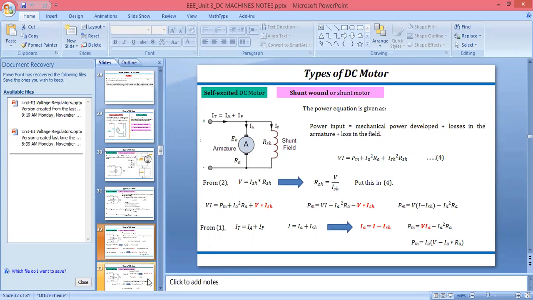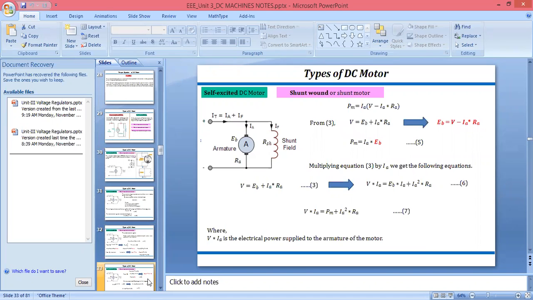You can see here, again I am taking the same diagram, I am taking the same equations, PM equal to, मैंने same equation फिर से लिखा है यहाँ पे, IA common in bracket V minus IA RA. But from our third equation, when we are applying the KVL and calculating the voltage which will appear across this armature, our equation is V equal to EB plus IA RA. I can convert these equations in the form of EB. If you convert, you will get EB equal to V minus IA RA. We have here V minus IA RA, मैं उसकी जगह क्या लिख सकती हूँ, EB. So you will get here PM equal to IA into EB.